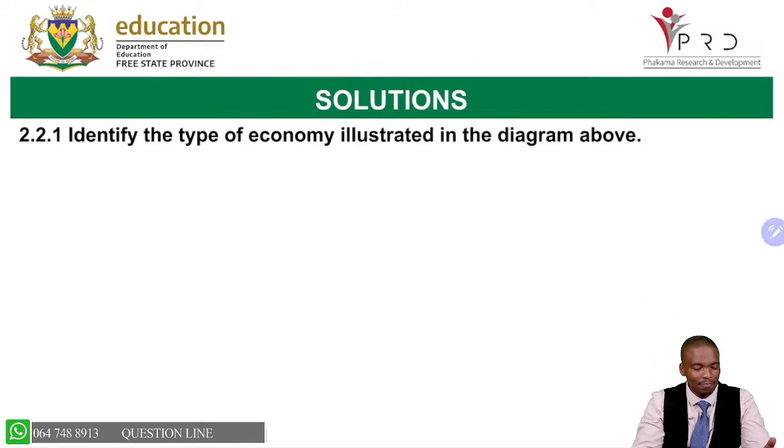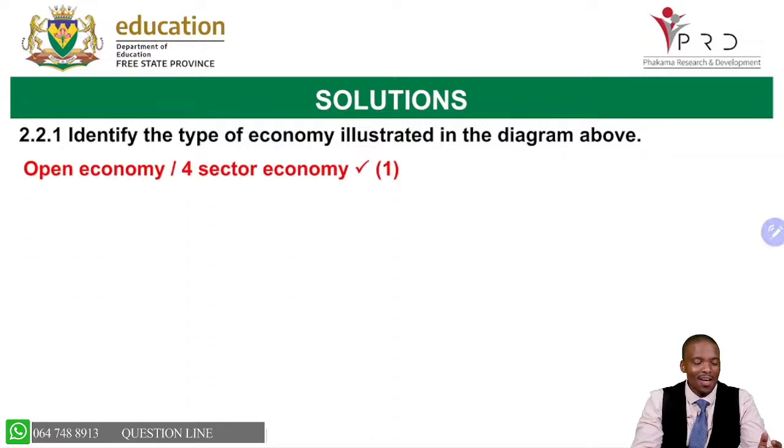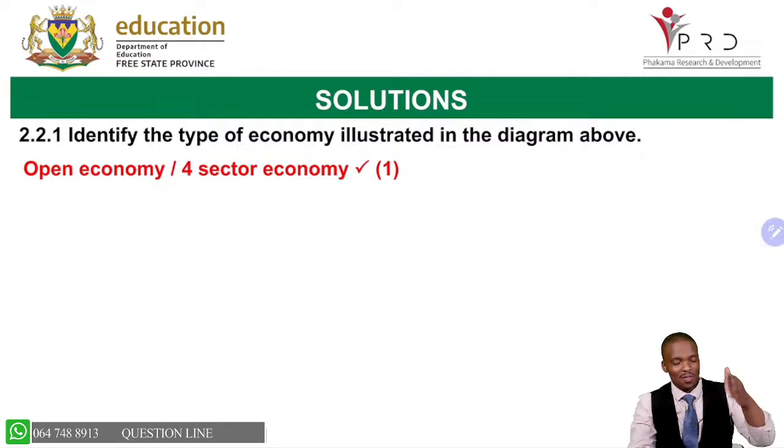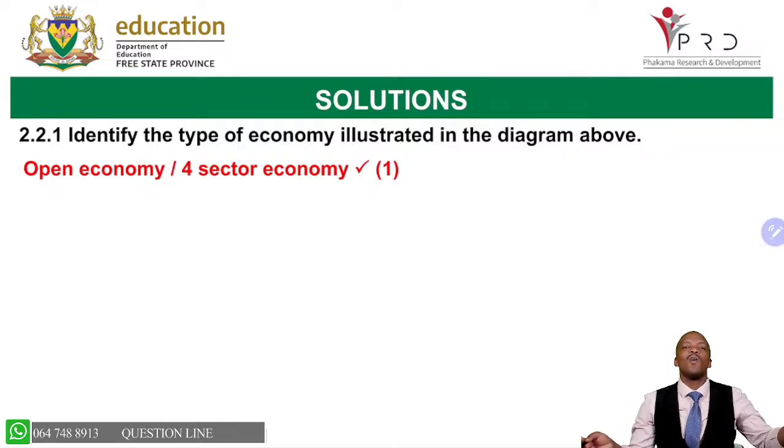Question 1. Identify the type of economy that is illustrated in the diagram above. The answer is an open economy. So if you've got your mark there, or a 4-sector economy. This is one of the low-hanging fruits that we're talking about. There are 4 sectors or 4 participants. It's open. Only 3 sectors, it's a closed economy.